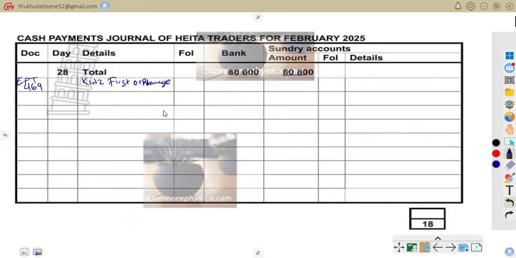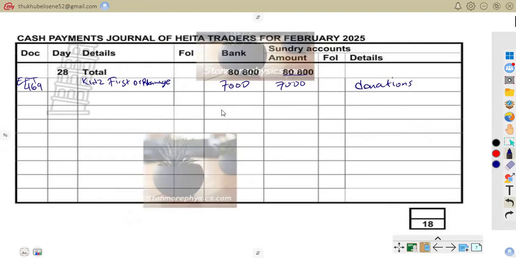So how much? It is 7,000. That was paid to Kids First Orphanage. Then we are going to write it under sundry accounts, and this was for donations. This payment was for donation. The business donated to this orphanage, so they paid it out. That is why we are adding it into our cash payments.